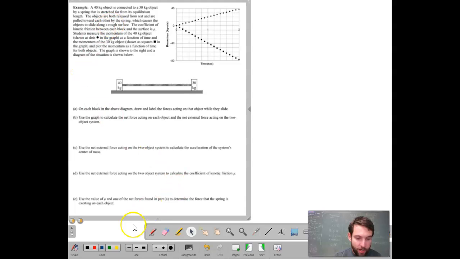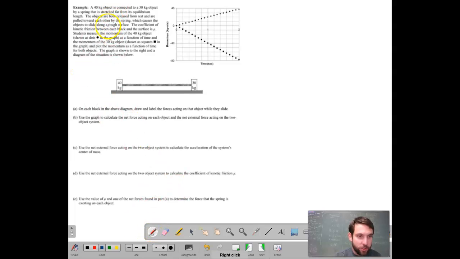Rough surface, to us, means that there is friction involved. That's a key that we need to deal with this with forces somehow. The coefficient of kinetic friction is mu.